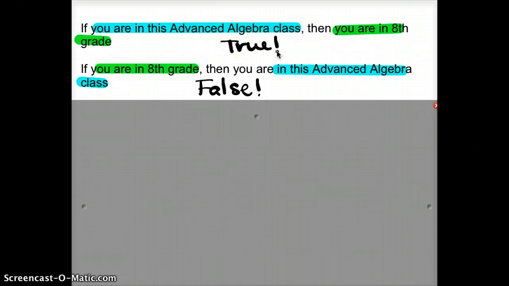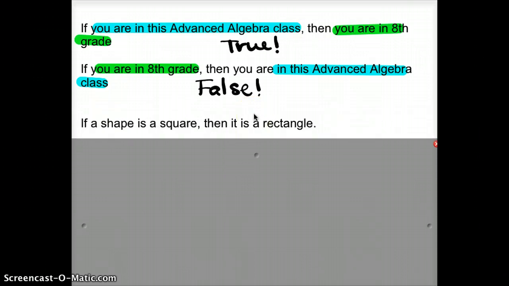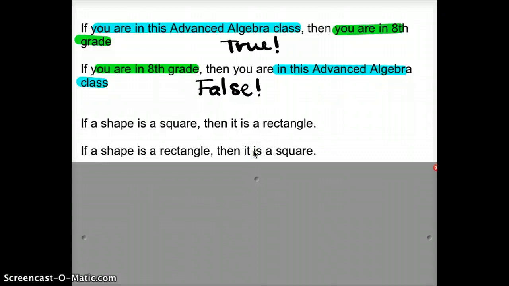Okay, let's look at a couple math ones and see if you can get this. So here, if a shape is a square, then it is a rectangle. Okay, that's definitely true. Let's look at the converse of that. Okay, so we're switching the if and the then. If a shape is a rectangle, then it is a square. Well, I can think of some rectangles that aren't squares, like this one. Okay, so this original statement, again, was true, but the converse was false.